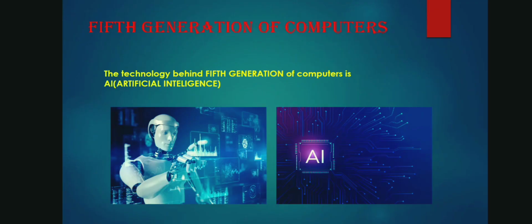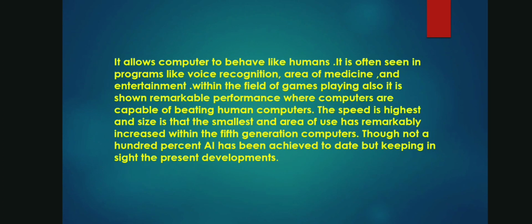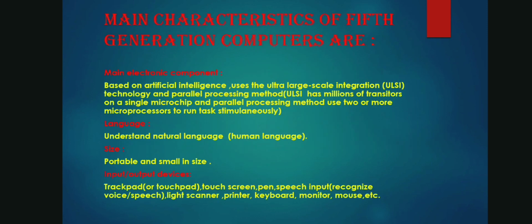Now let's talk about the fifth generation of computers. The technology behind the fifth generation of computers is artificial intelligence. It allows computers to behave like humans. It is often seen in programs like voice recognition, in the area of medicine, and entertainment. Within the field of game playing, it has also shown remarkable performance, where computers are capable of beating humans. The speed of artificial intelligence based computers is higher and the size is smaller than other generations of computers. Though not 100% AI has been achieved to date, but keeping in sight the present developments.